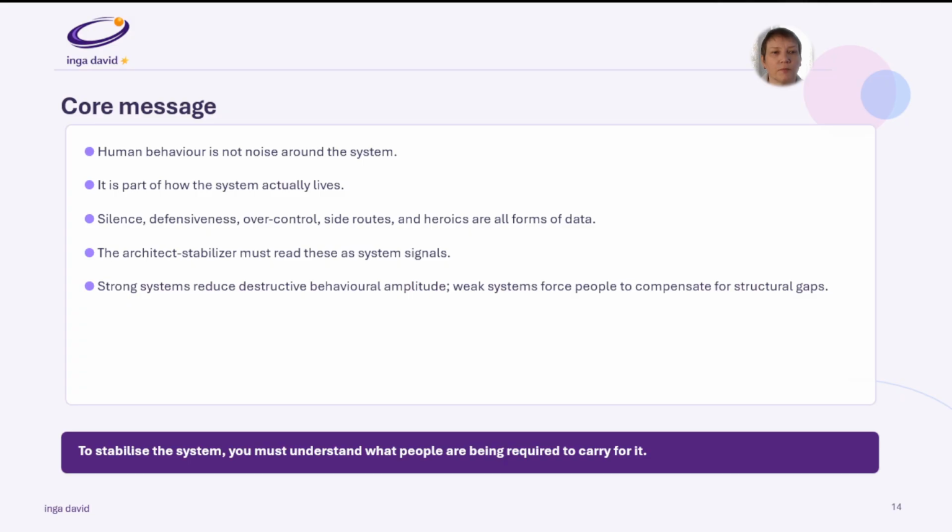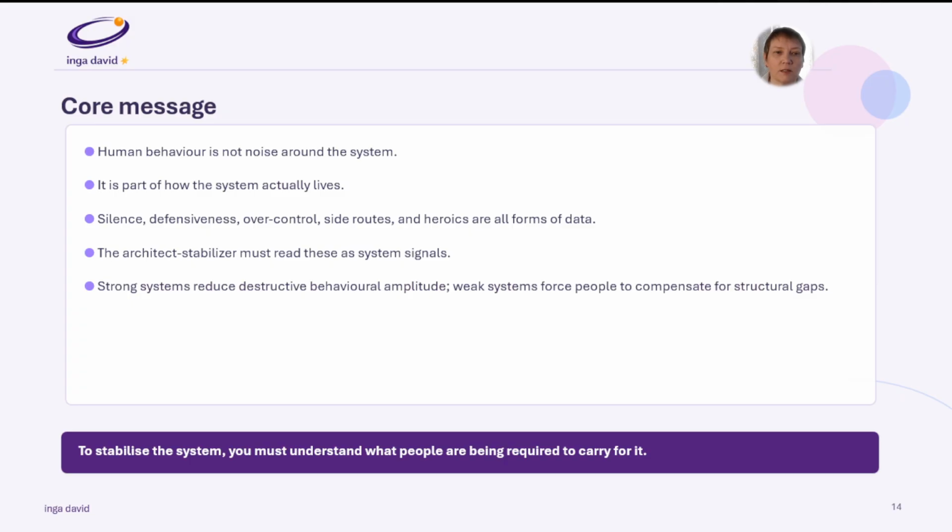Core message: human behavior is not noise around the system. It is part of how the system actually lives. Silence, defensiveness, over-control, side routines, side roads, and heroics are all forms of data.